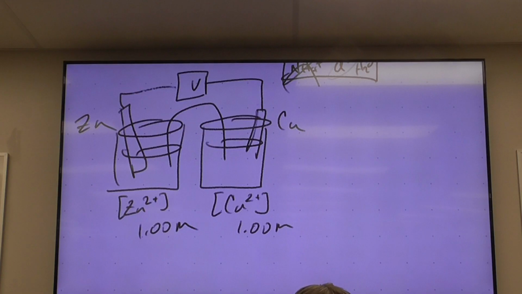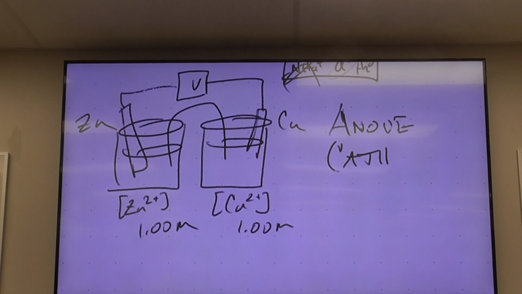Okay, so here's the next big thing. What I'm gonna start with at the beginning should be old hat. You got a strip of zinc in 1 molar solution of zinc ions, you have a strip of copper and a solution of copper. You should, at this point, without hesitation, be able to determine the anode, the cathode.